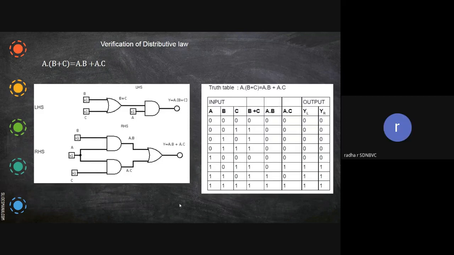In the next class, I will download Logisim and I'll practically show you how to do this. Okay.